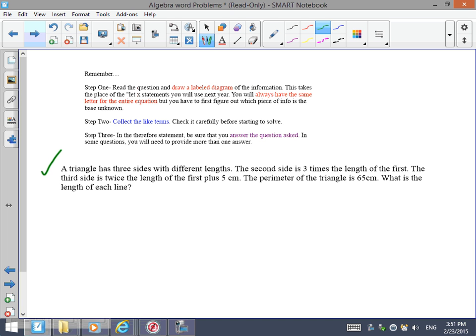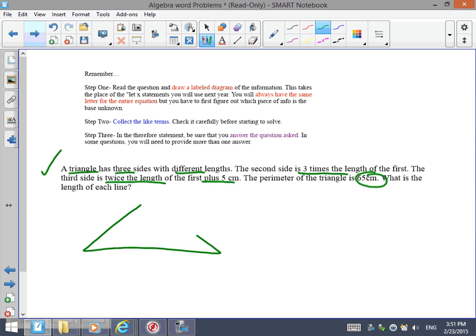Well, if I'm looking for my important words, triangle is an important word. I hope we all know that triangle has 3 sides. All the sides are different, so none of the sides will have the same value. Second side is 3 times the length. And the third side is twice the length plus 5. And total it equals 65.